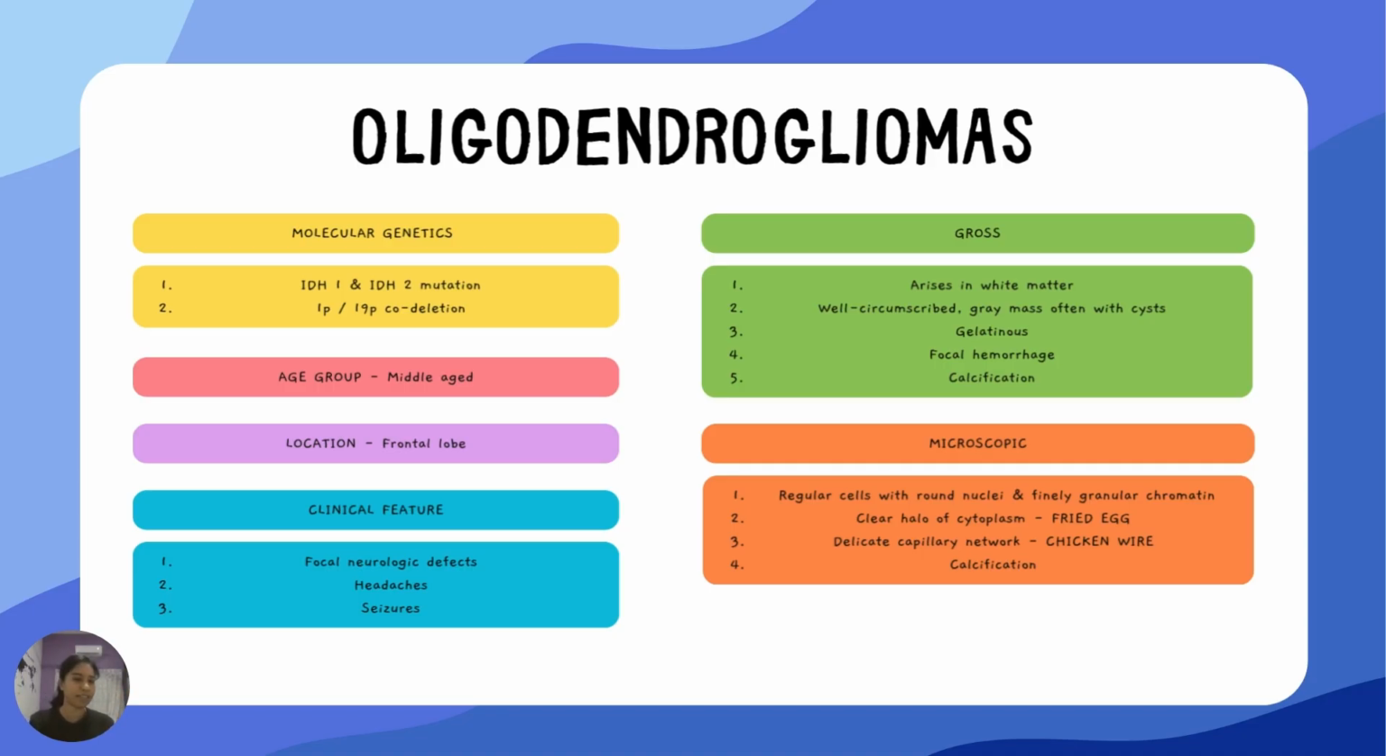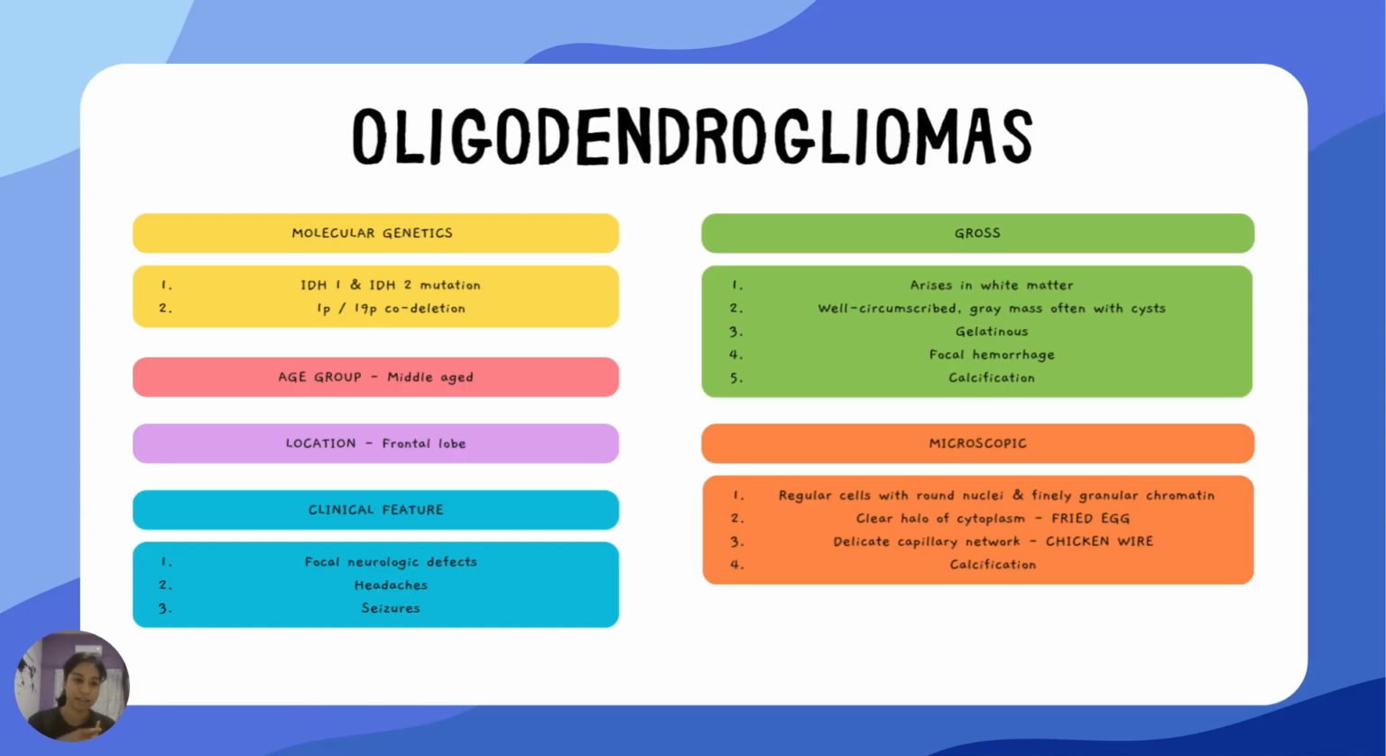And then I think we don't have to explain because it's the same thing as just now. And for gross, this carcinoma arises from the white matter, and it is well circumscribed, like the border is well defined, you can identify it very clearly, and it has cysts. This carcinoma is gelatinous and has focal hemorrhage. As for the microscopic, there are four things.